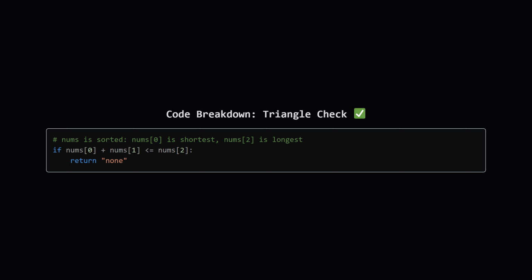Remember, because the list is sorted, the item at index 0 is the shortest side, and the item at index 2 is the longest. The item at index 1 is the middle one, so we take the item at index 0 and add it to the item at index 1. If this sum is less than or equal to the item at index 2, it means our two shorter sides aren't long enough to meet over the longest side. So it's not a triangle, and we return the word.